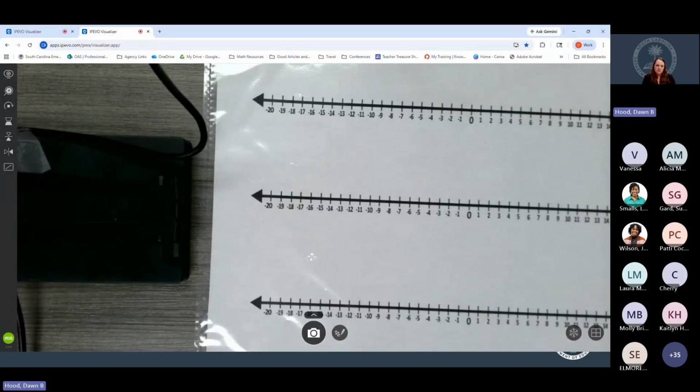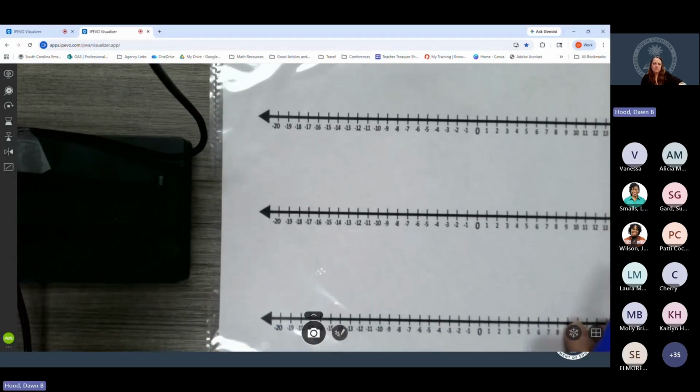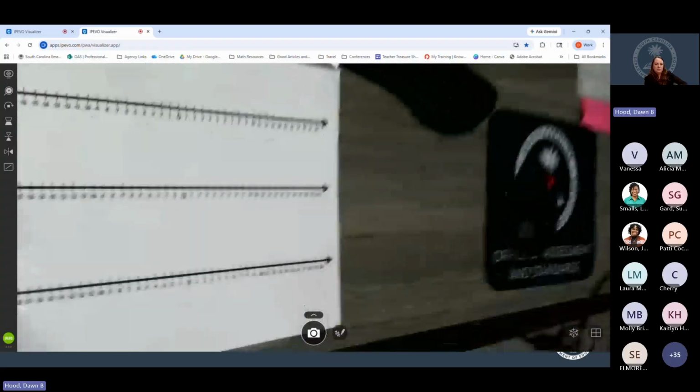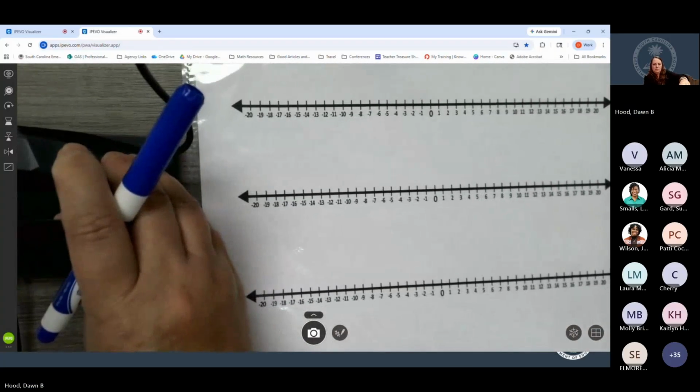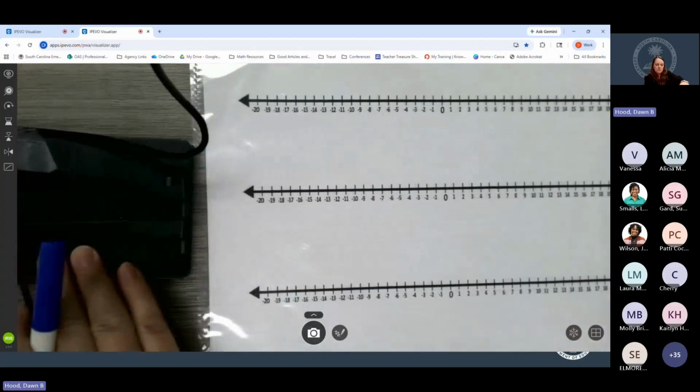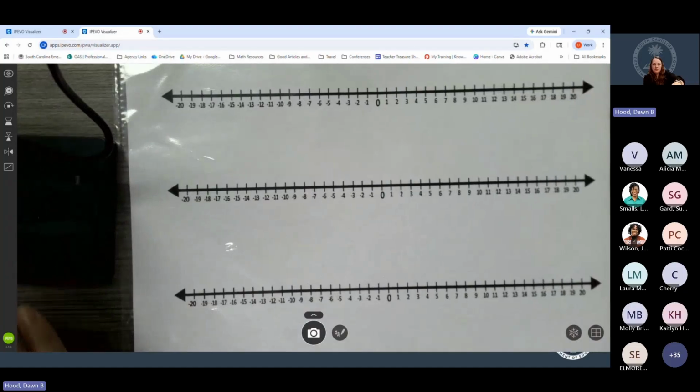Let me put that back up. There. Okay. Now, see if I can get a little higher up view. It's making it harder.